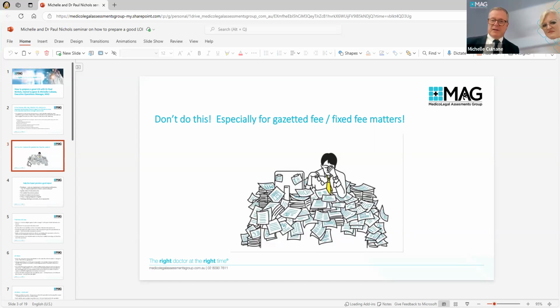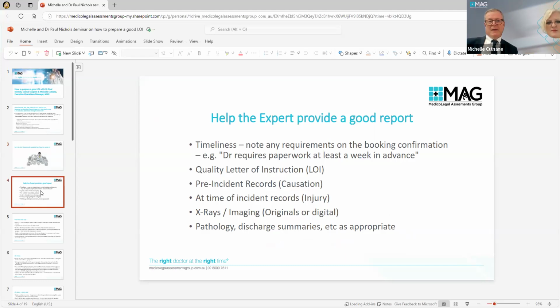So keep that in mind. Keep your LOIs, the bundles, down to less than 500 pages. Magic.